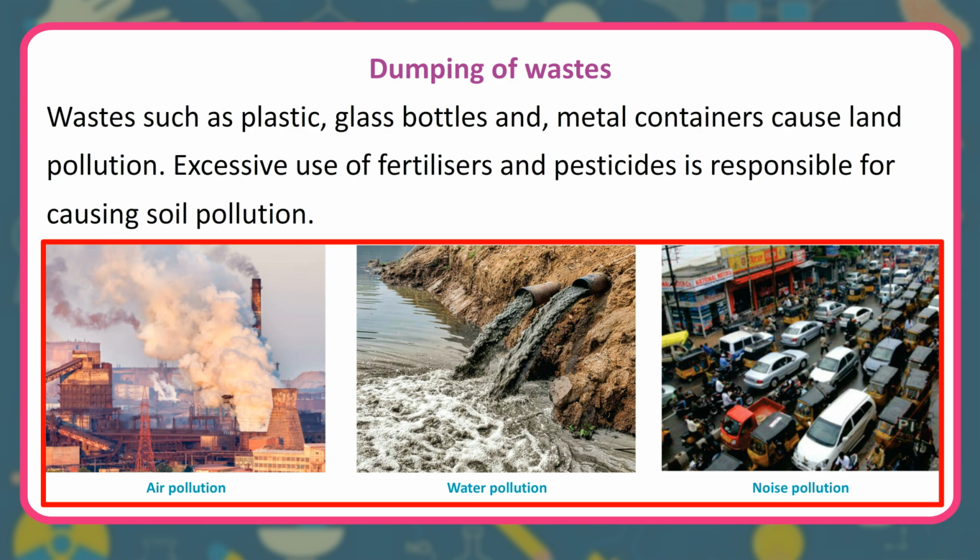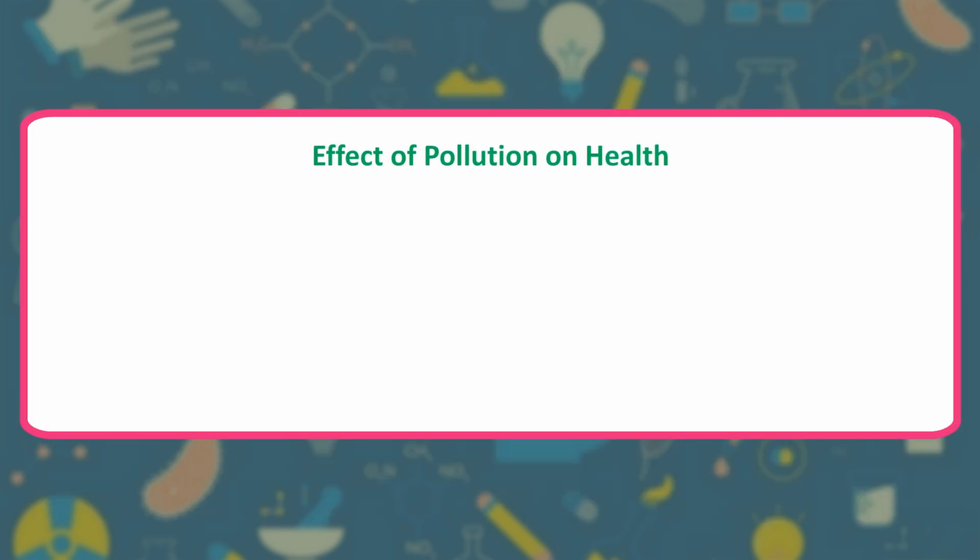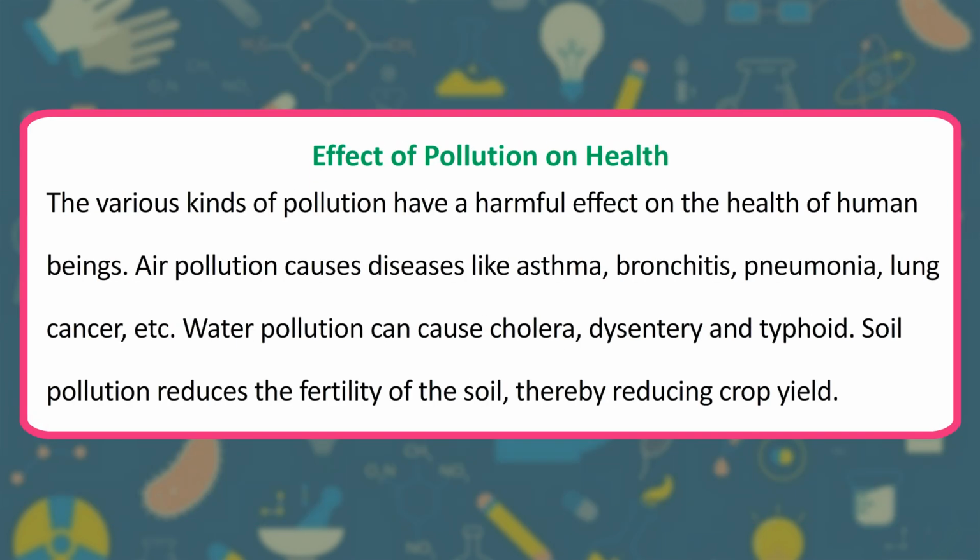Excessive use of fertilizers and pesticides is responsible for causing soil pollution, air pollution, water pollution, noise pollution. Effect of pollution on health. The various kinds of pollution have a harmful effect on the health of human beings. Air pollution causes diseases like asthma, bronchitis, pneumonia, lung cancer, etc. Water pollution can cause cholera, dysentery and typhoid. Soil pollution reduces the fertility of the soil, thereby reducing crop yield.